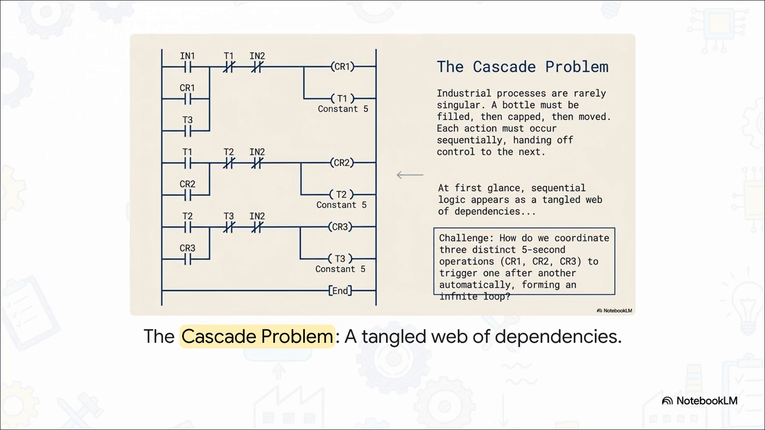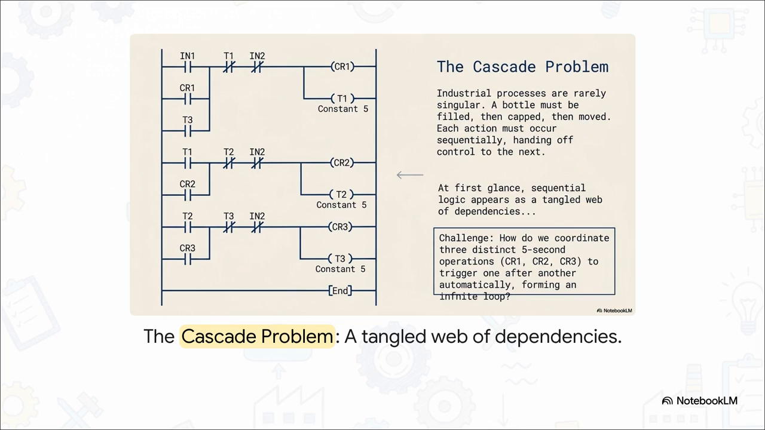If we try to do this just using timers, we literally need a separate rung and a separate timer for every single step. IN1 and the absence of T1 starts CR1 and T1. Then T1's completion starts CR2 and T2. Then T2 starts CR3 and T3. It's this wildly complex, interconnected chain of normally closed and normally open dependencies.